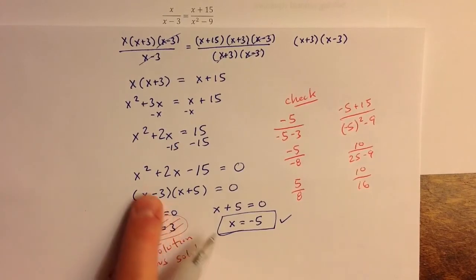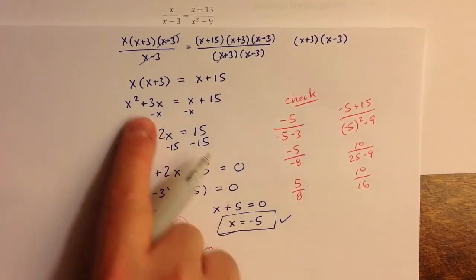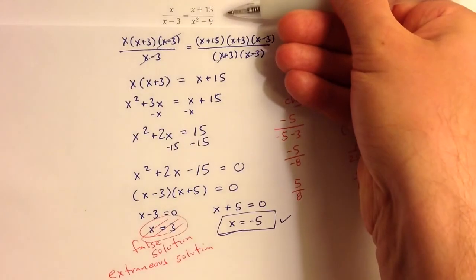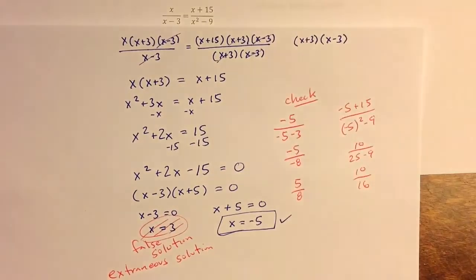Positive 3 is a solution to this simpler equation, but it's not a solution to the original equation. So we can't count it as a solution to the equation that we're actually trying to solve. So the only solution is x equals negative 5.